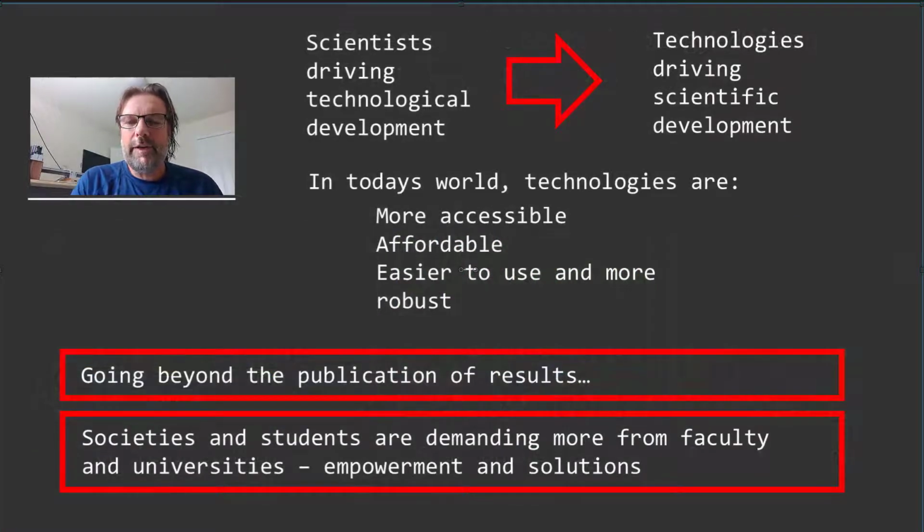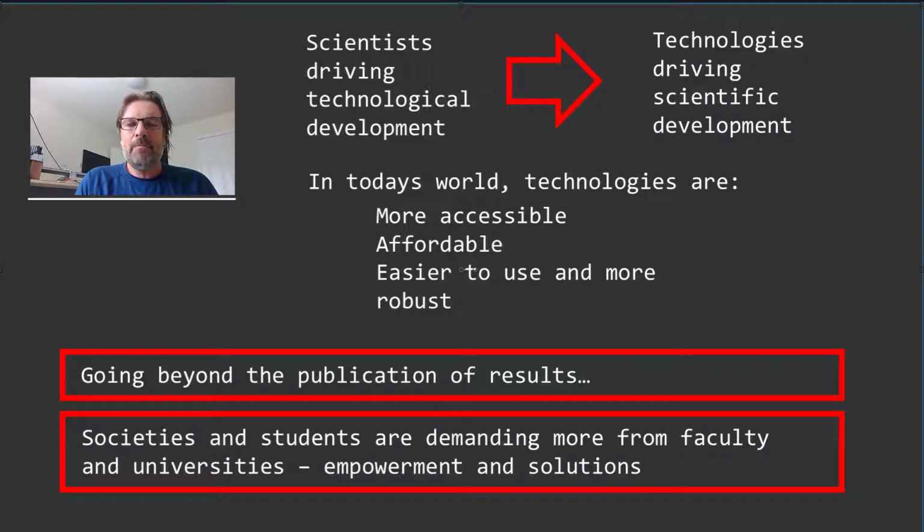I think it's very important to think back a little bit and remember that for the last several hundred years, it's been the responsibility and the privilege of scientists to be driving the technological development, that it has been scientists who have basically led to all the discoveries that we have in society. What I think is happening these last 30 years is that things are kind of being turned on their head, where technology is now driving scientific development.